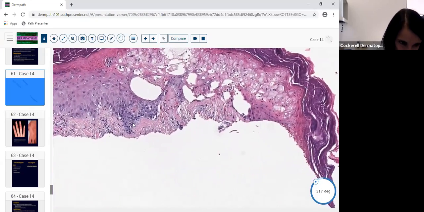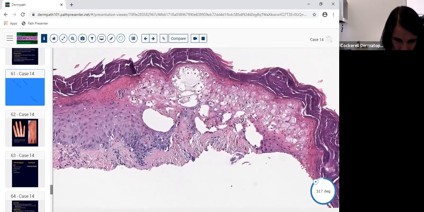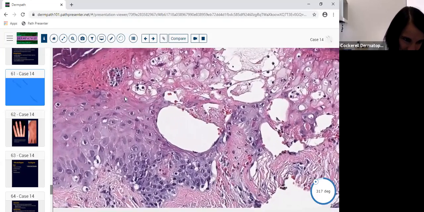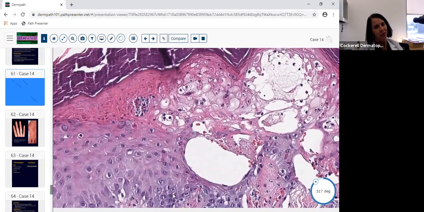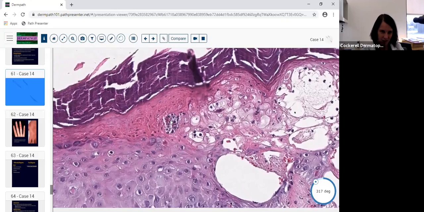I'm looking for eos and neutrophils now. Now that I see this confluent necrosis, intraepidermal vesicles, and I see spongiotic vesicles, I'm starting to think about, well, is this allergic contact derm? Is this an irritant contact derm? Is it a phototoxic dermatitis? And I see some neutrophils up here. There's a little collection of them.